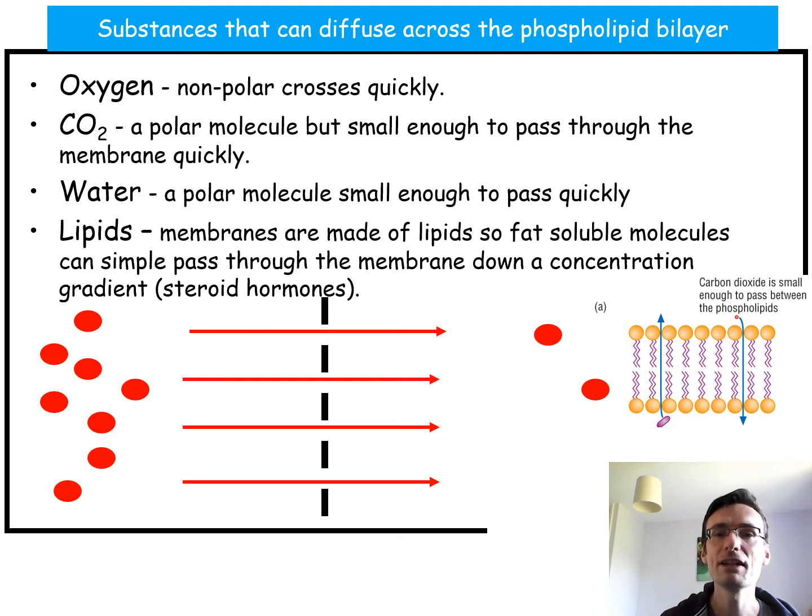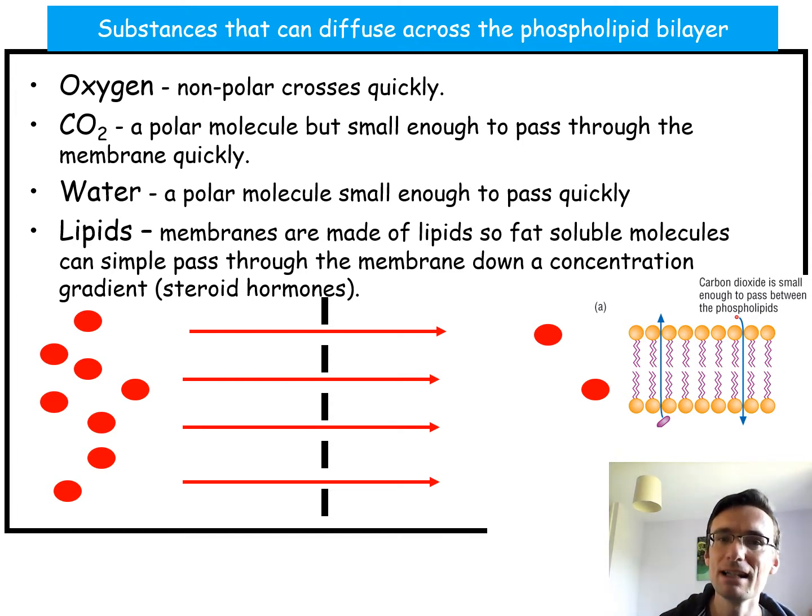So, what things can then just do simple diffusion across a phospholipid bilayer? Well, the things that can simply diffuse are going to be your smaller non-polar particles, and they include oxygen because it's very small and non-polar, carbon dioxide, which is polar but is small enough to fit through the phospholipid bilayer, water because it's a polar molecule, but it is small enough again, and lipids because they are fat soluble, and fat soluble molecules can sort of fuse with the membrane to allow that to happen.